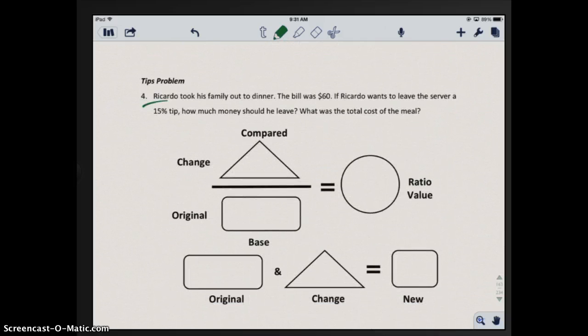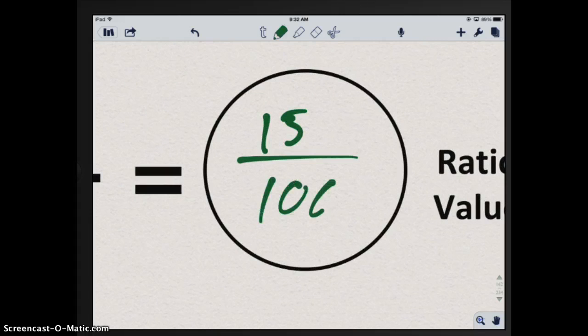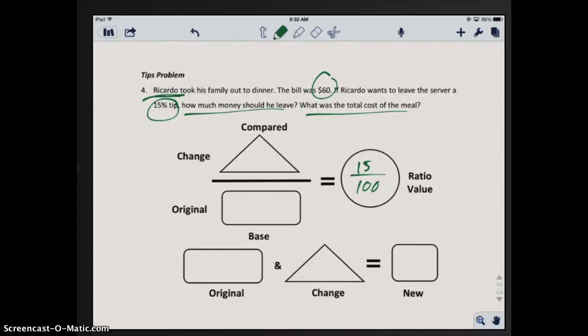Ricardo, hey Ricardo, that's you, took his family out to dinner. The bill was $60. Ricardo wants to leave the server a 15% tip. How much money should he leave? What's the total cost of the meal? So they're asking you two things. So 15% tip, 15 over 100. Total bill was $60. We have to figure out the amount of change. So it's 60 there. I've got to put that 60 there also. Do some cross multiplying and solving.